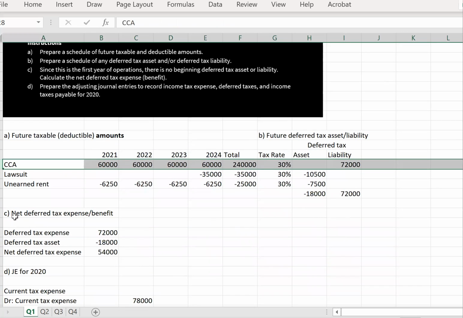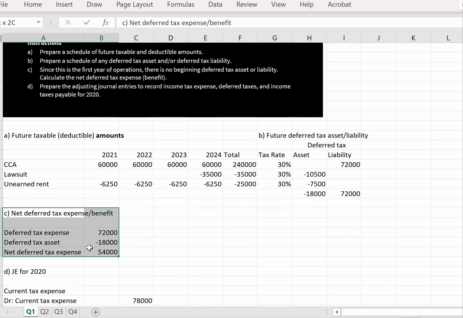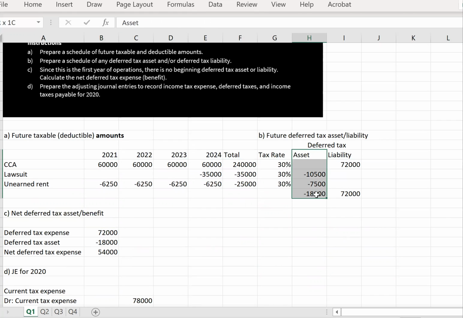And so if it's an add back, then we're going to have a deferred tax liability. And if it's a deduction, then we're going to have a deferred tax asset. And then in C, we prepared the net deferred tax liability and the net deferred tax asset. This should actually say tax asset. So basically, what's the net position between the two? So we know we have these numbers here. So we know we have an asset of 18,000. We know we have a liability of 72. So the net is 54,000.